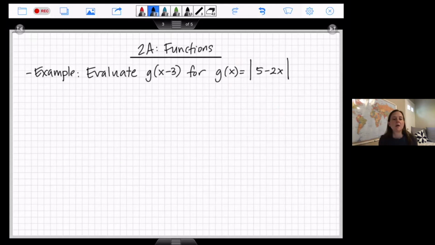Let's try one more. All right, this last one asks us to evaluate g of x minus 3 for g of x equals the absolute value of 5 minus 2x. This function has a name g. We don't always have to use f for a function. We frequently use other letters for the name of a function, and that's fine. So this one's called g.